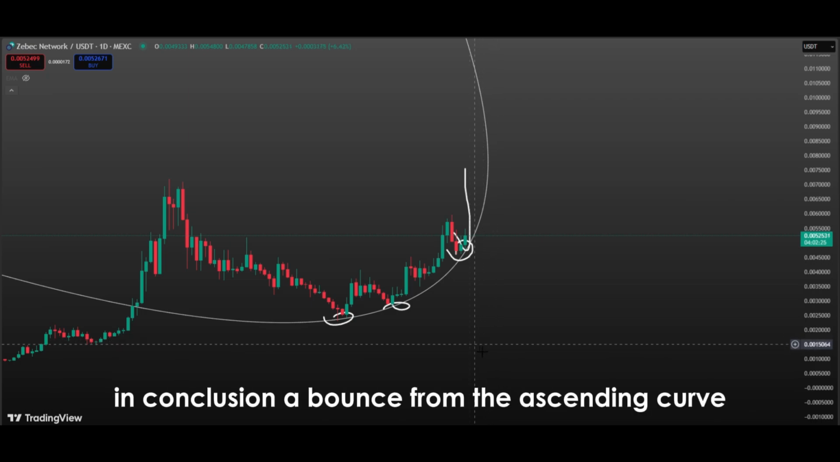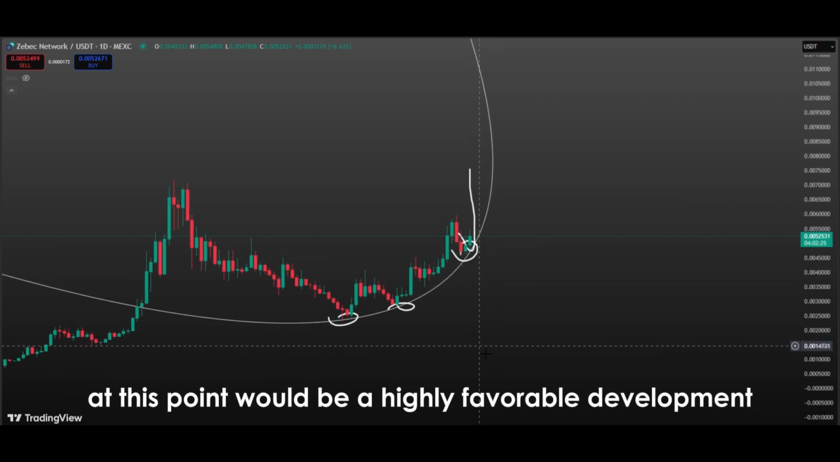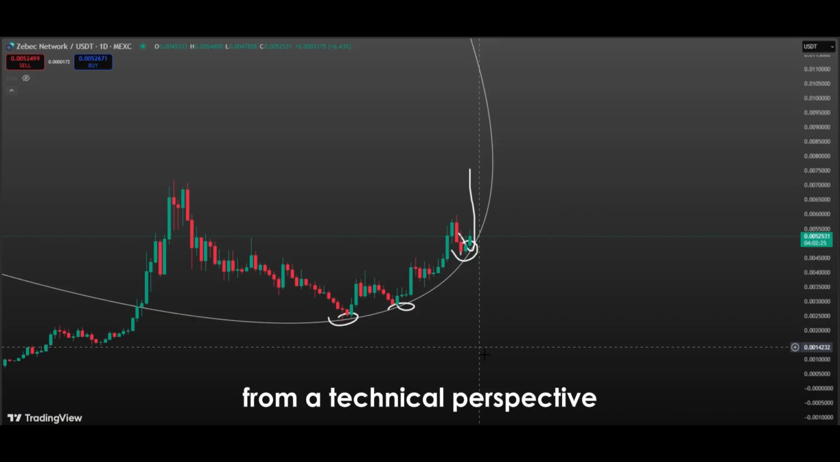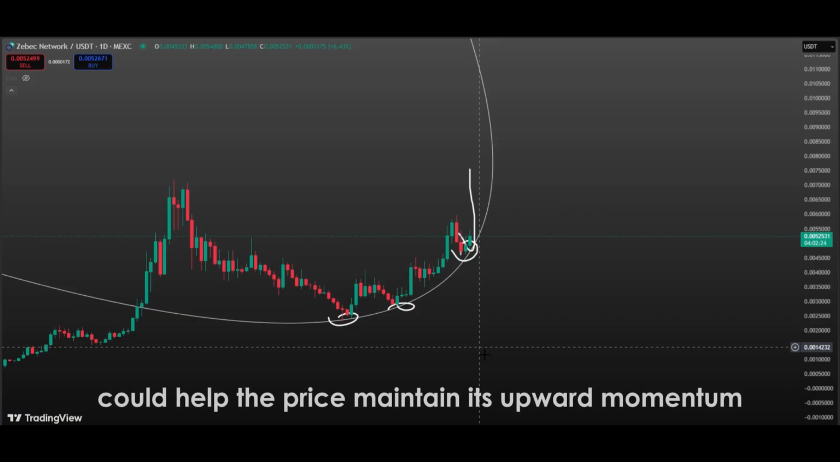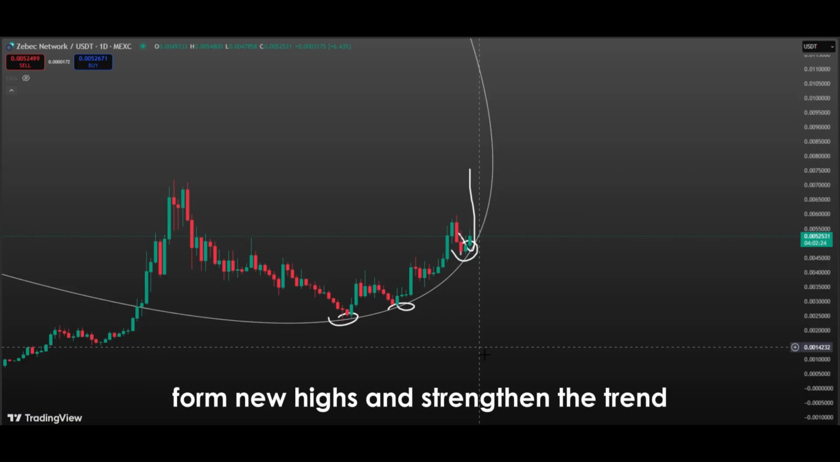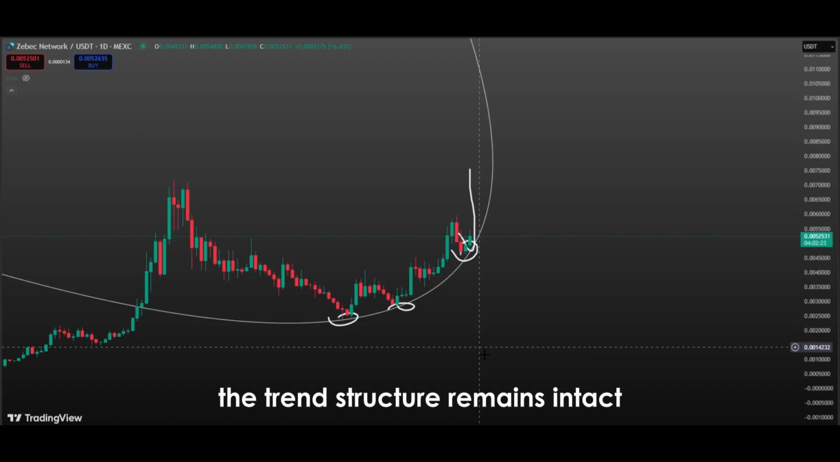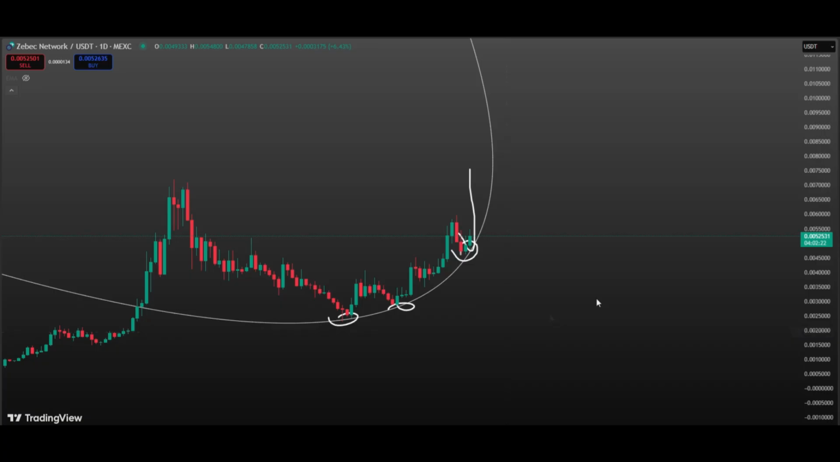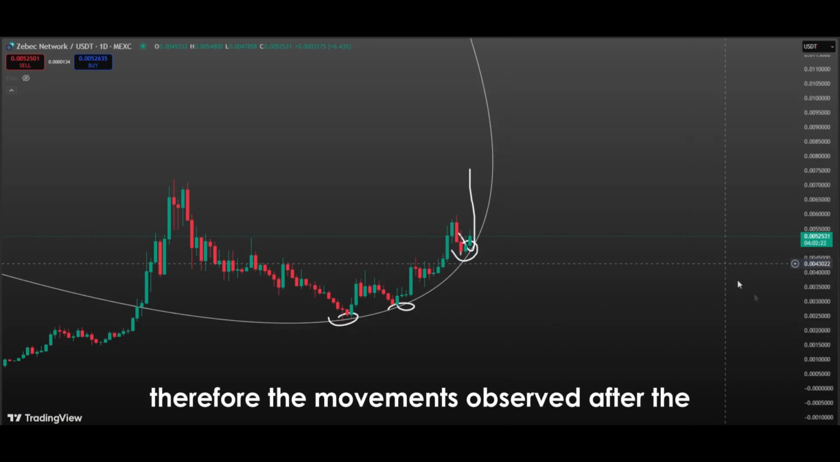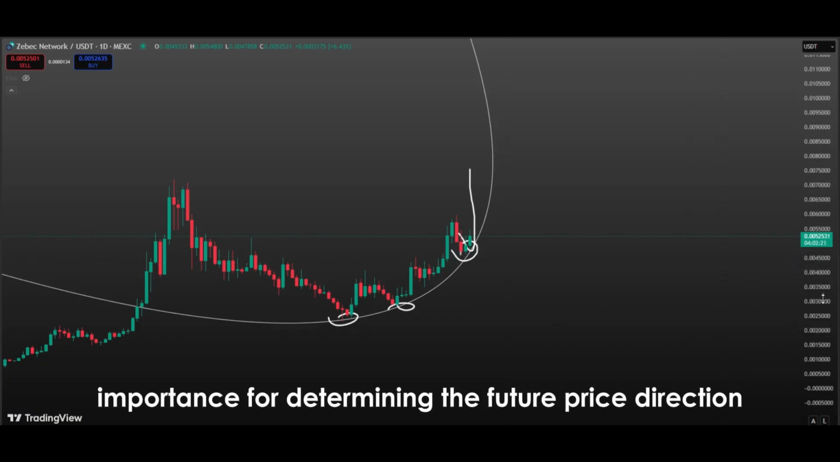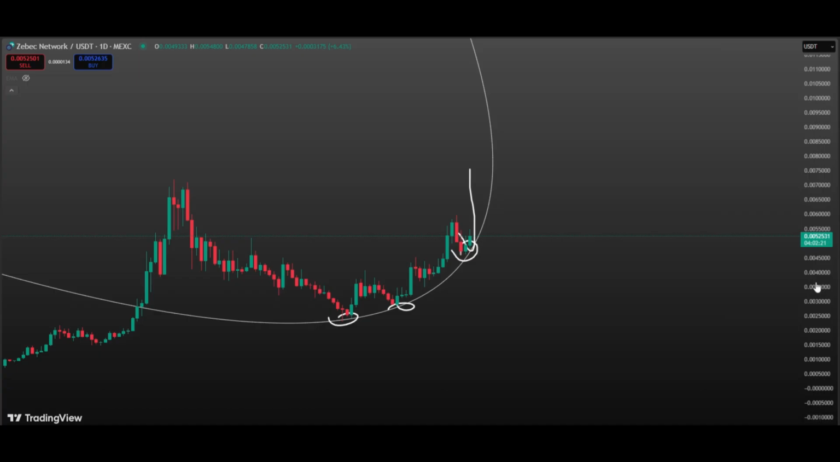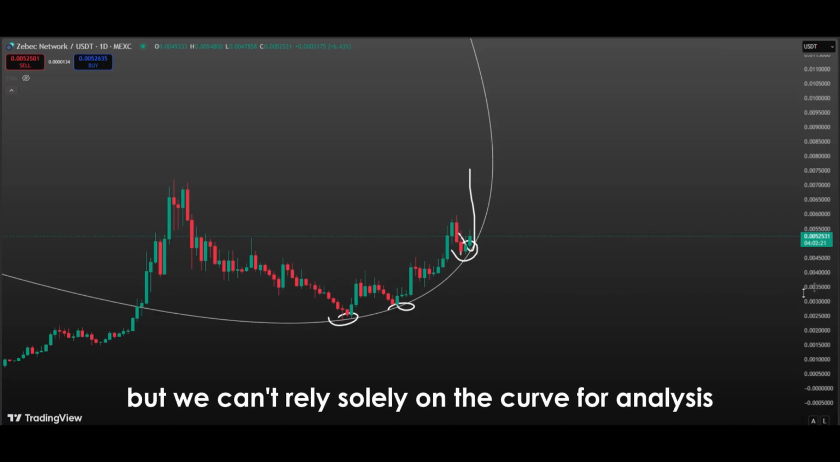In conclusion, a bounce from the ascending curve at this point would be a highly favorable development from a technical perspective. Such a reaction could help the price maintain its upward momentum, form new highs, and strengthen the trend. As long as the price stays above the curve, the trend structure remains intact, allowing investors to confidently follow their technical strategies. Therefore, the movements observed after this support touch are of great importance for determining the future price direction. But we can't rely solely on the curve for analysis.